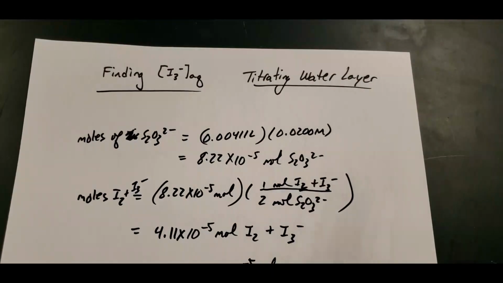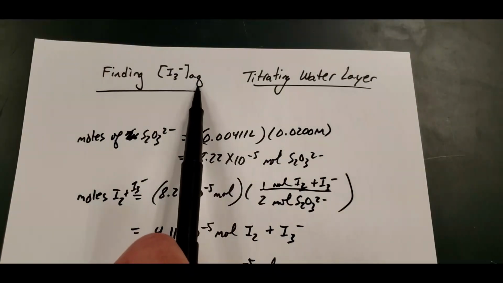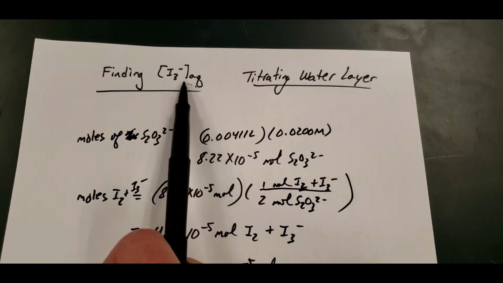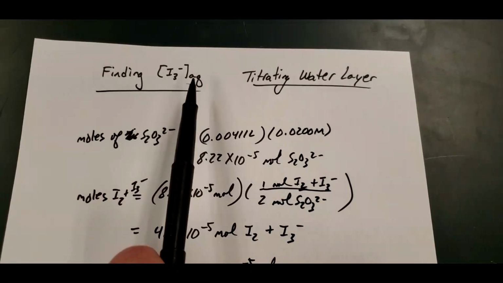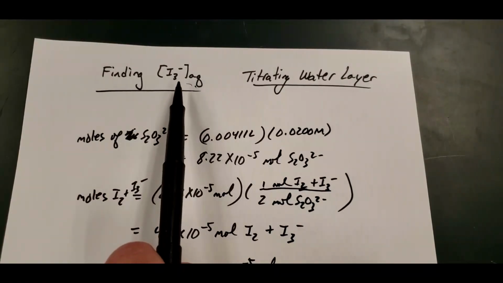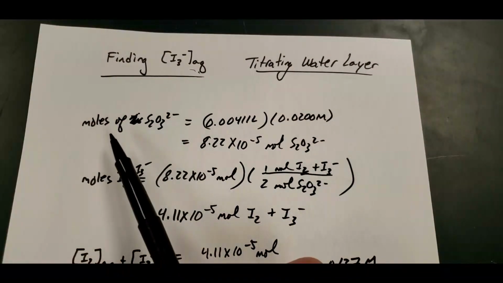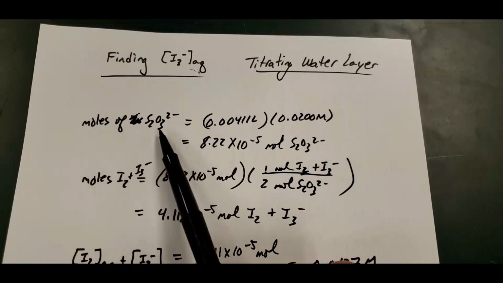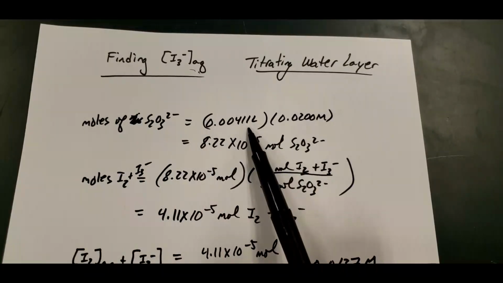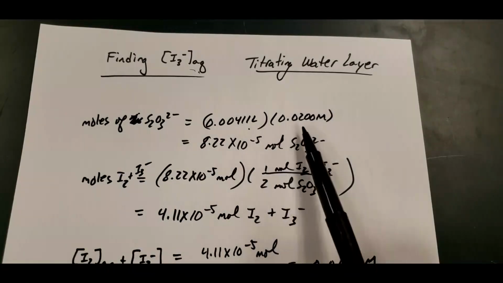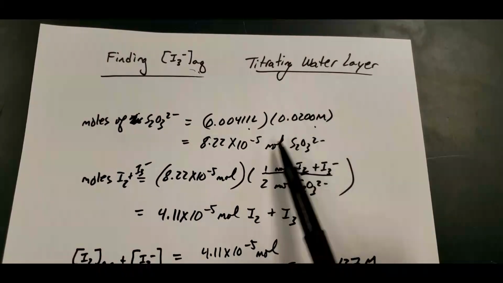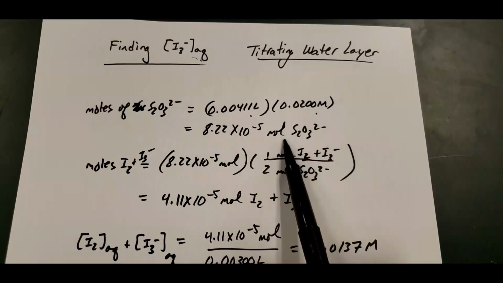All right, now we find the triiodide in the water. That's the next thing we're after. We're finding terms that we're going to use in the Kc calculation at the very end. So we titrate the water layer and do the exact same thing. The math is the same: this is the volume that was used, times the concentration of the thiosulfate, and here are the moles of the thiosulfate.